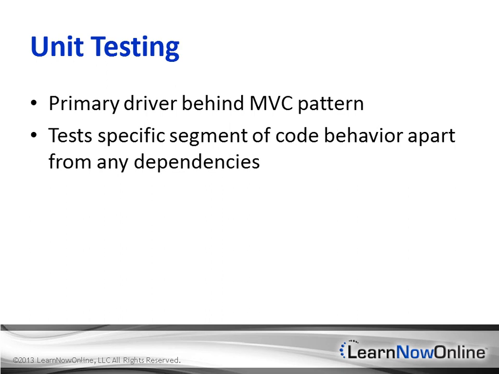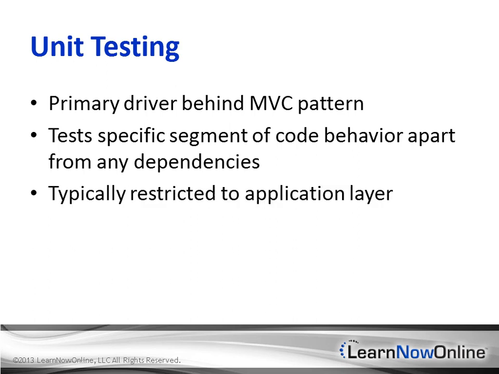A unit test tests a specific segment of code behavior apart from any dependencies. Now, this is what separates a unit test from an integration test. A lot of times when people write unit tests, they call them unit tests, but it's really an integration test because their code actually hits the database and does some other stuff. A unit test targets one specific segment of code, usually a specific method, and it tests that unit of code apart from any of its dependencies. So it fakes out the database, it fakes out every other object that this unit of code needs just to make sure this specific piece of code is doing what we expect.